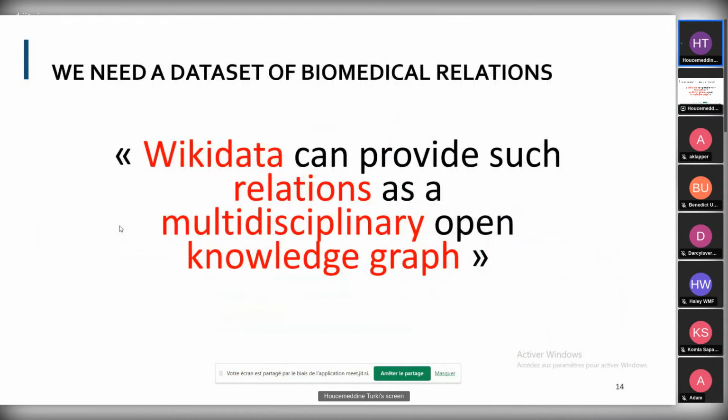So for enabling such relation classification, we need a dataset of biomedical relations. And here we can use Wikidata as a benchmark for driving biomedical relation classification and even biomedical relation extraction at a later stage. No one has thought before about using Wikidata for such a purpose, but we believe that Wikidata can be used as a benchmark for training machine learning models that can be very useful for biomedical knowledge engineering.